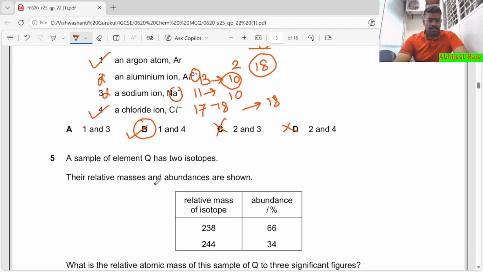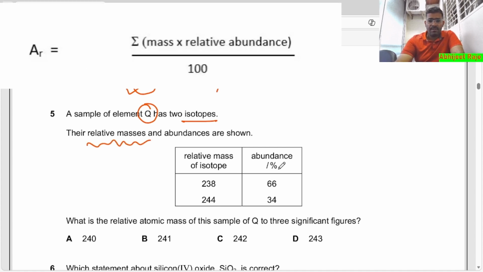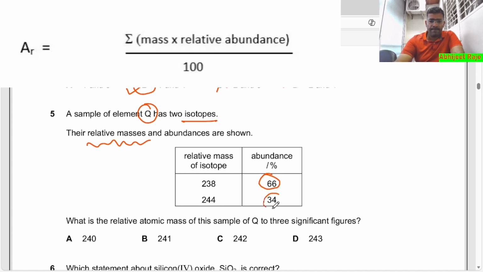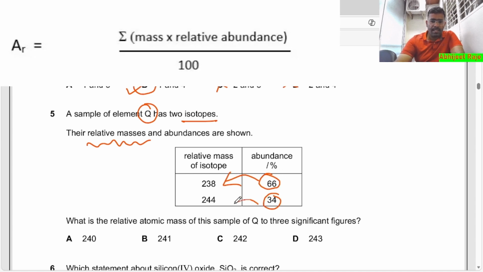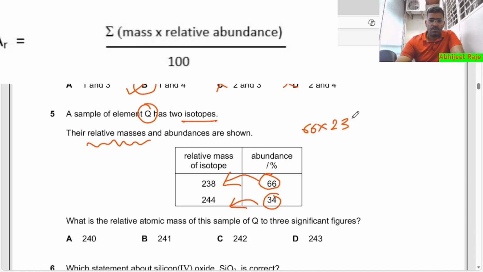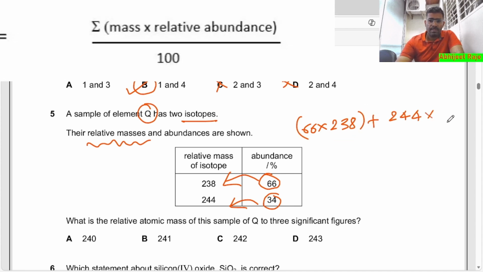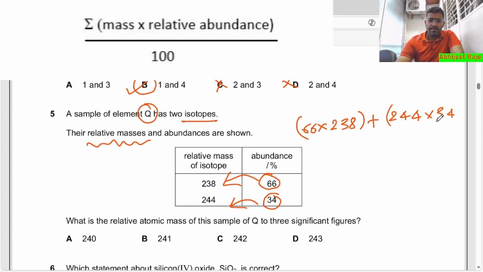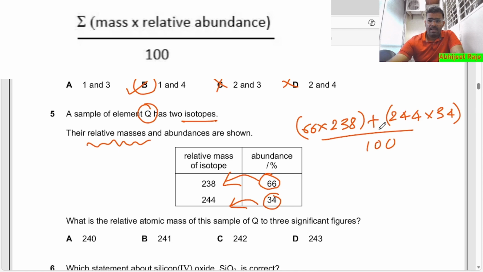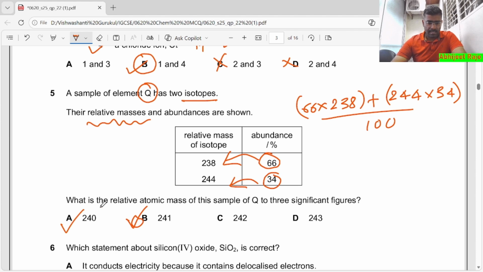Next. A sample of element Q has two isotopes. Now, this is also a straightforward question on isotopes. Relative atomic mass is calculated by the formula. Now, this is the abundance in nature, right? So this abundance you have to multiply by the relative atomic mass. So you do 66 into 238, plus 244 into 34, then divide by 100. If you do the simple maths calculation, you will get the answer, right?